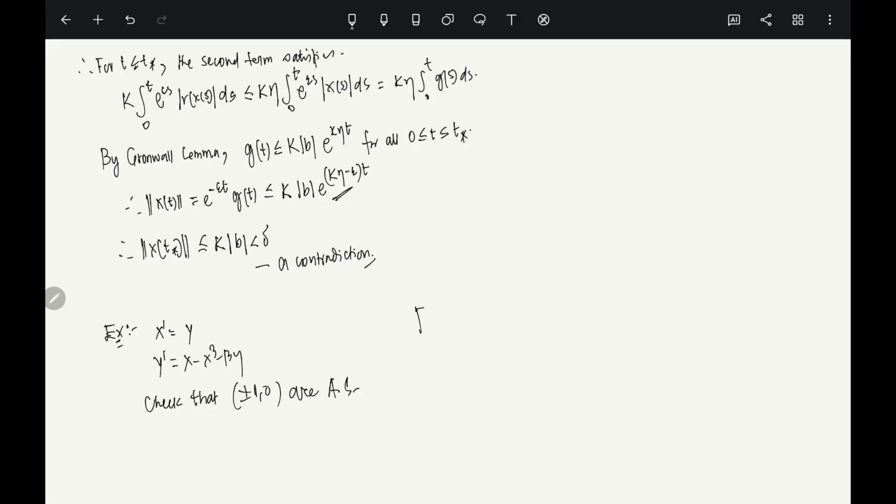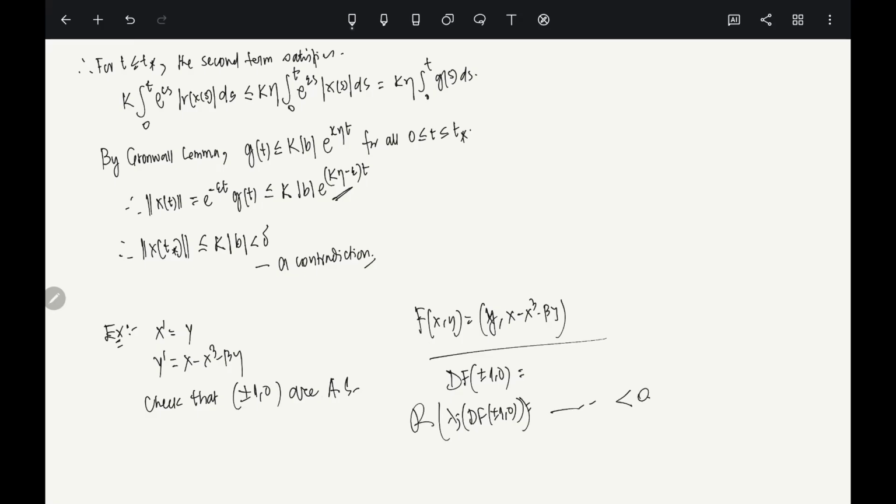What is f of x, y in this case? It is nothing but y and x minus x cube minus beta y. Just find out what is df and what is the b star here, plus minus 1, 0. Once you do it, you can talk about the eigenvalues of df at plus minus 1, 0. Write down the eigenvalues. If the real parts of those eigenvalues are negative, then you can use this theorem to conclude the asymptotic stability. Is it okay? So you have to check this part yourself. Please do it yourself. And with this, I am going to end this video.